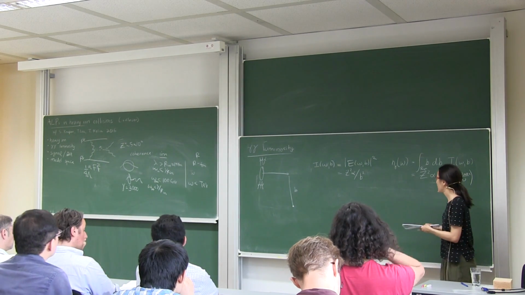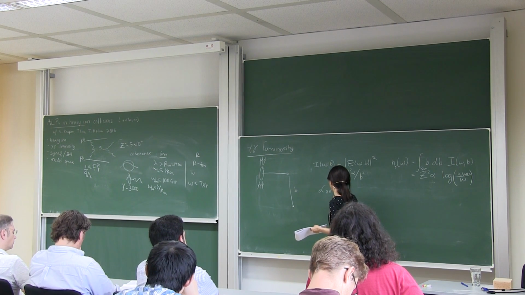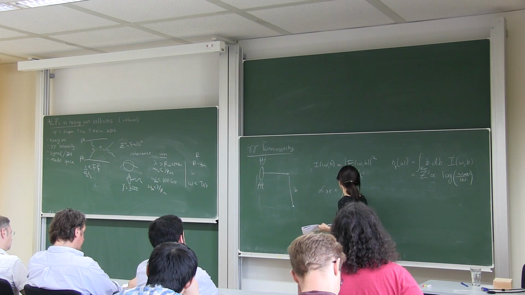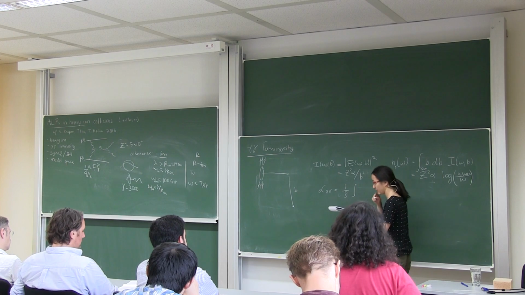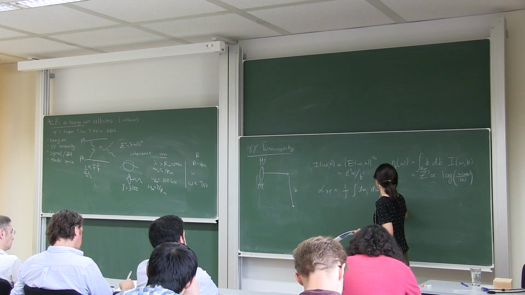Okay, and then to a good approximation, I can compute the photon-photon luminosity in the usual way, where I integrate over the two photon PDFs.